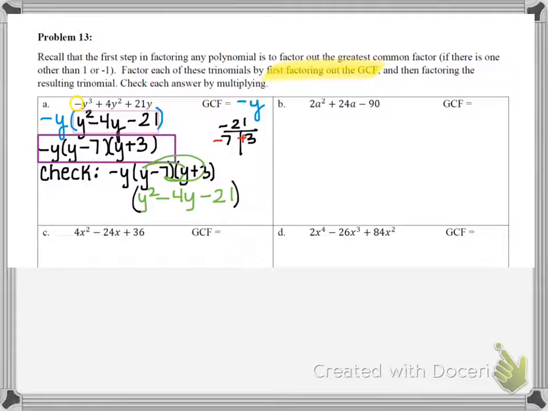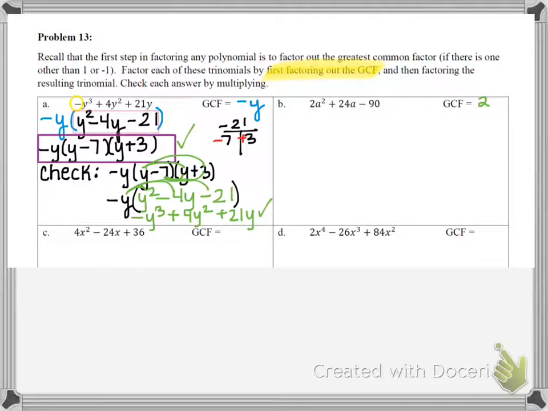But that's not the trinomial we started with, because we still have to distribute negative y, the GCF. So now if I distribute negative y, I get negative y cubed plus 4y squared, and then I end up with plus 21y. And that matches the trinomial I had in the beginning, so now I know the answer that I put a box around. Now I know that's the correct answer. Let's go on to problem part B.